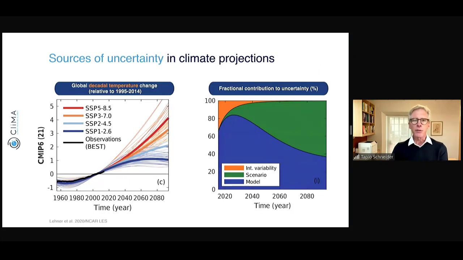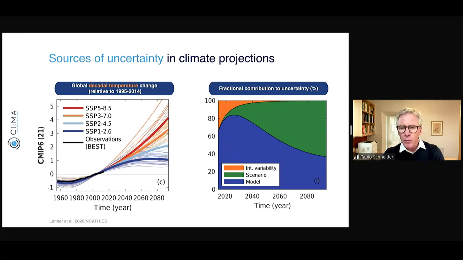There are various sources of uncertainty, as I think is quite well known. Here are some graphs from a paper by Flavio Lehner et al., from the NCAR group, from the Large Ensemble. What is shown on the left is the global decadal mean temperature change relative to some baseline, in a few emission scenarios, and the thinner lines for each emission scenario are just model simulations run for different initial conditions from different modeling centers and the like.